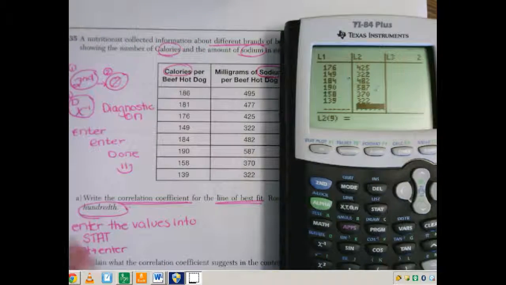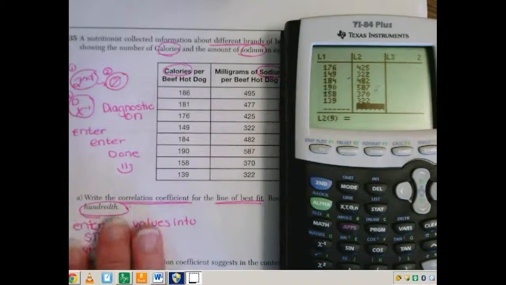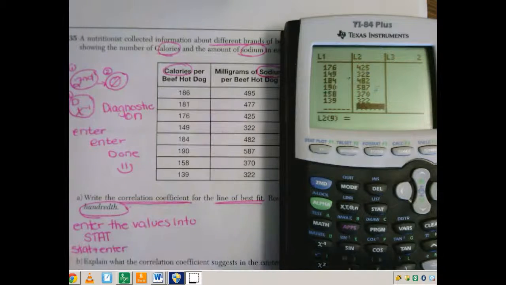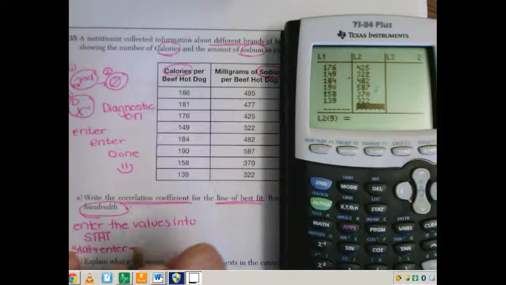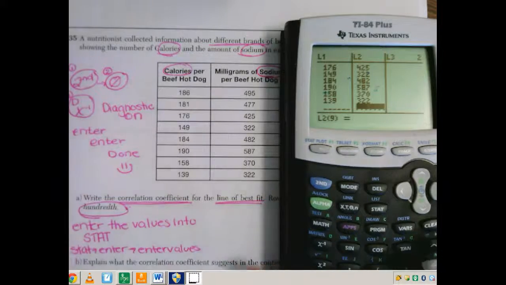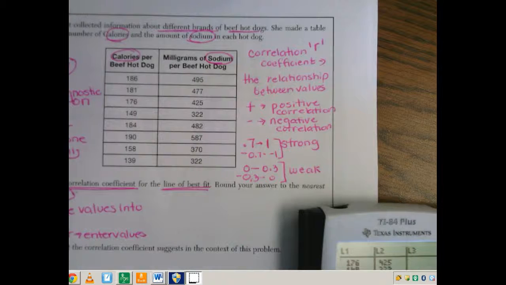Okay, so first I'm going to focus on just how to answer this. So after we do that and we enter, and then I'm going to say enter values. Then we're going to have to go to stat again.